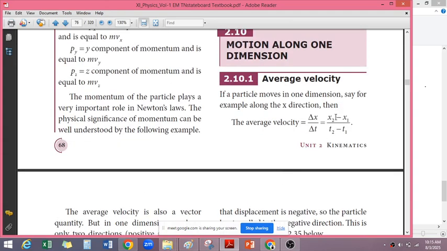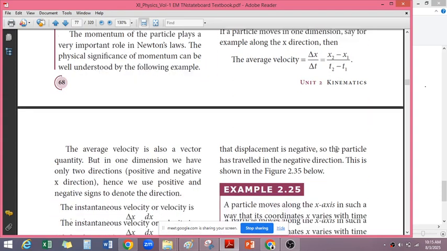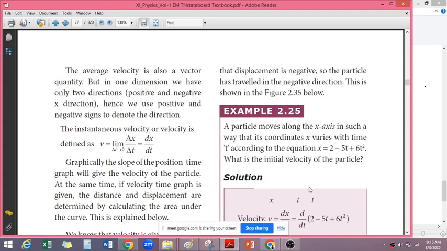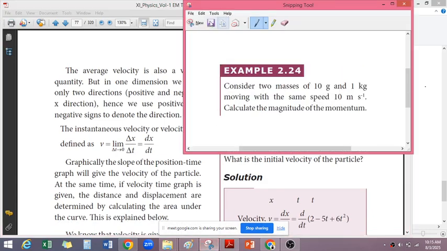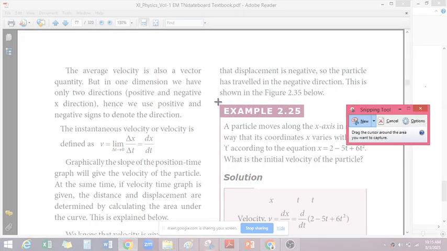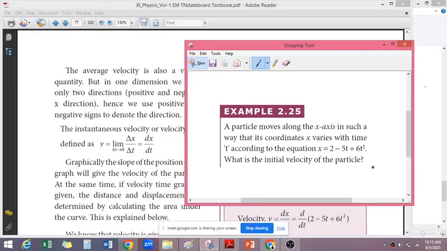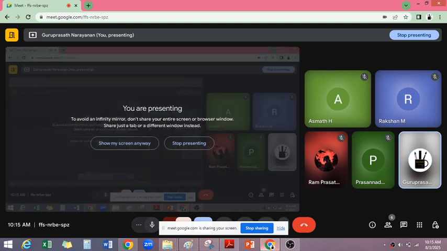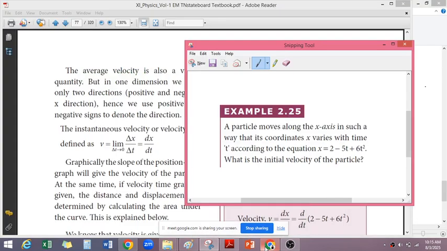And average velocity is displacement by time taken. x2 minus x1 is your displacement, divided by time taken, t2 minus t1. Any questions, doubts?